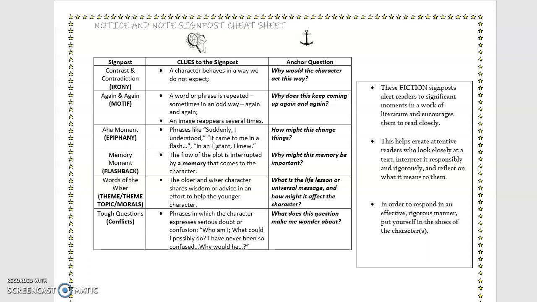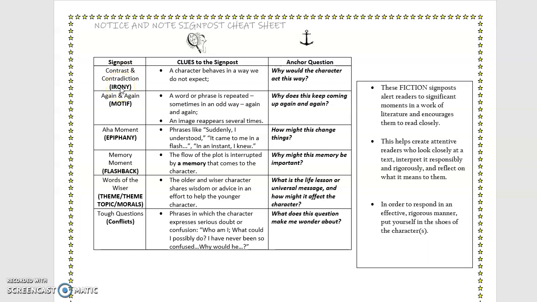Same kind of thing. So down the left-hand side, guys, you will see the 6 different signposts that we talk about. It is called Notice and Note because you're stopping, you're noticing something in a text and you're noting it. So these are our 6 signposts. Now, the signposts themselves are kind of elementary in what they're called. So you will see in the bold and parentheses, I've upped the terminology, more reflective of the high school level. So contrast and contradiction is your first fiction signpost. Another word for that is irony.